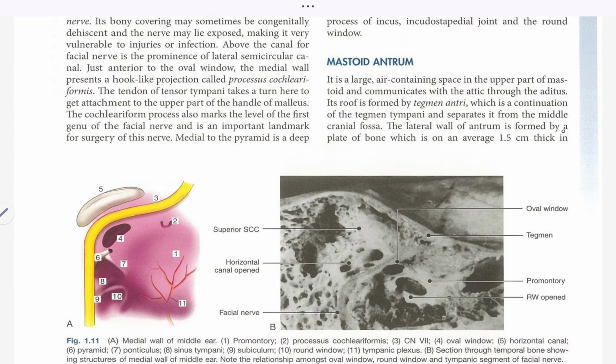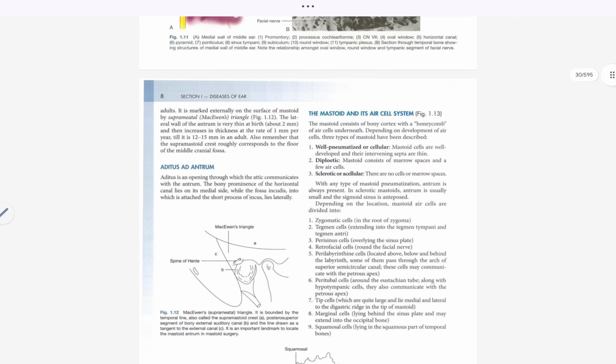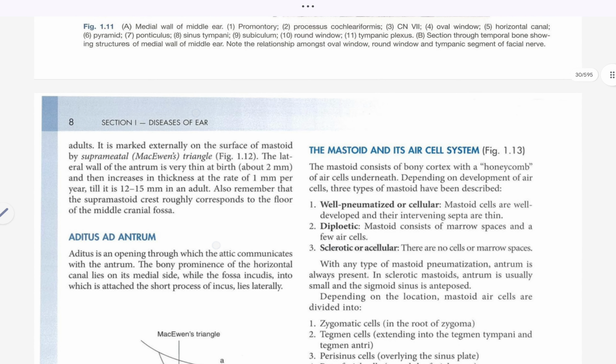The lateral wall of the antrum is formed by a plate of bone which is on average 1.5 centimeter thick in adults. It is marked externally on the surface of the mastoid by the suprameatal McEwen's triangle. The lateral wall of the antrum is very thin at birth, about 2 millimeter, and then increases in thickness at a rate of 1 millimeter per year till it is 12 to 15 millimeter in an adult. Also remember that the supramastoid crest roughly corresponds to the floor of the middle cranial fossa.